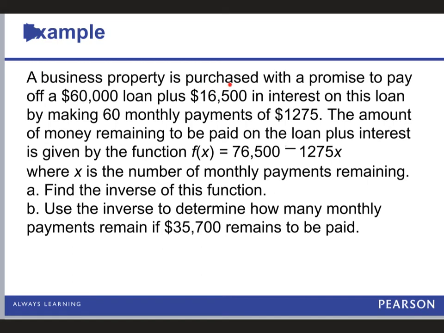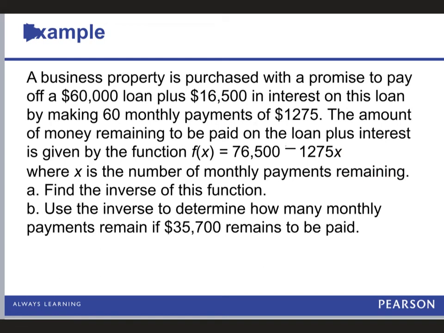A business property is purchased with a promise to pay off a $60,000 loan plus $16,500 in interest on the loan by making 60 monthly payments of $1,275. The amount of money remaining to be paid on the loan plus the interest is given by this function. F of x is 76,500 subtract 1,275x, where x is the number of monthly payments remaining.